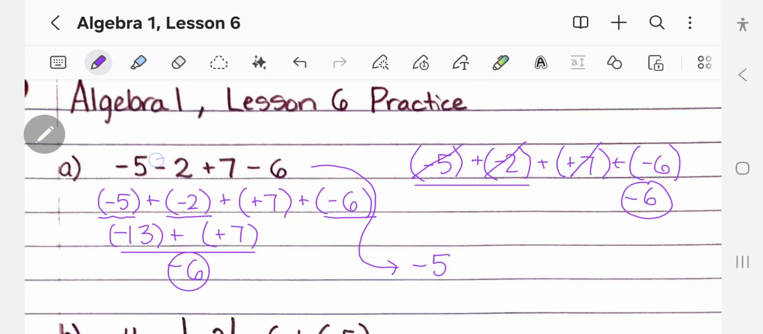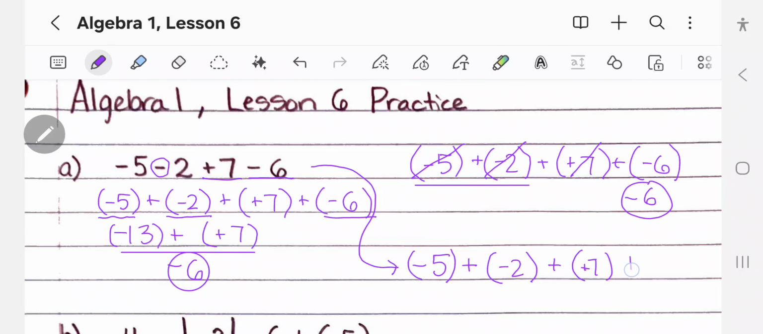And then I would say -2. So I'm going to change that to adding the opposite of 2, which is -2. So I have -5 plus -2. And then I have a +7. And that 7 is positive. I can put that in there if I want to. And then I have a -6.